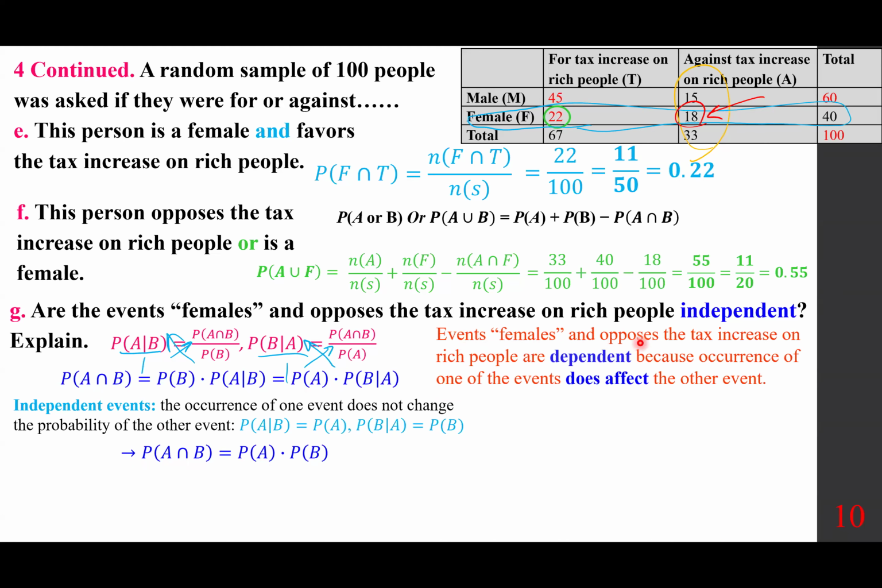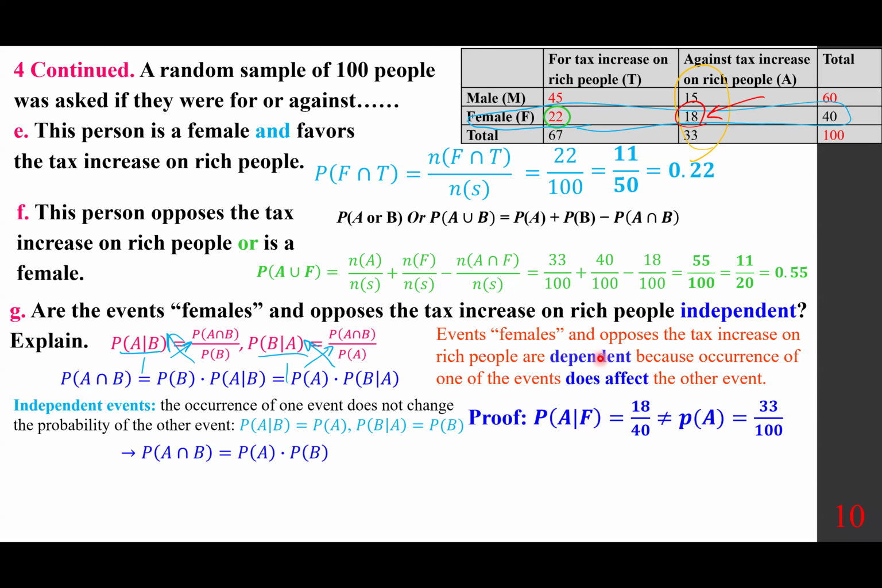Events females and opposes the tax increase on rich people are dependent because the occurrence of one of the events does affect the other event. So how do we know that? This is really vague. So having said that, we are going to look at the proof. Probability of A given F, okay? Remember, what comes after the given becomes the sample space.